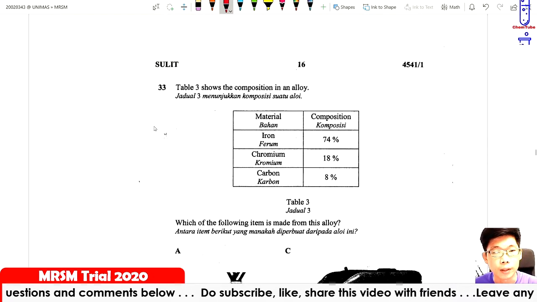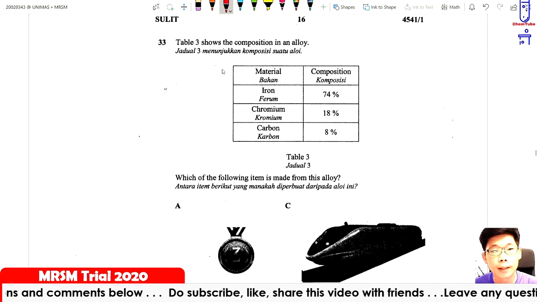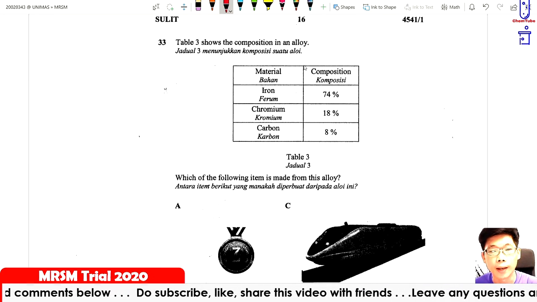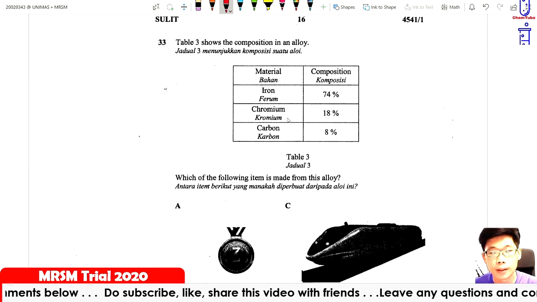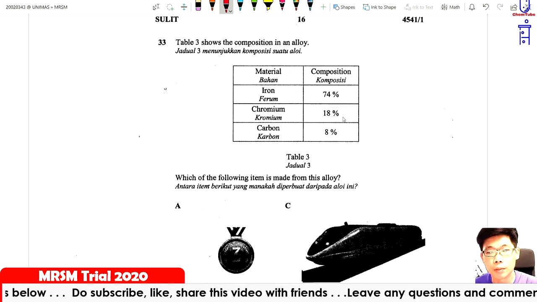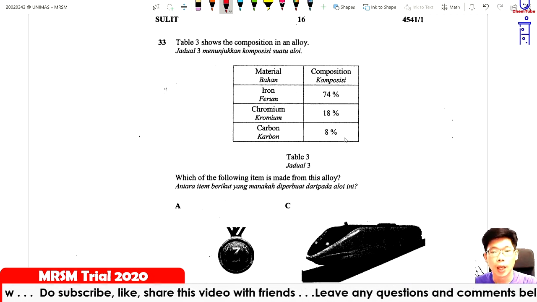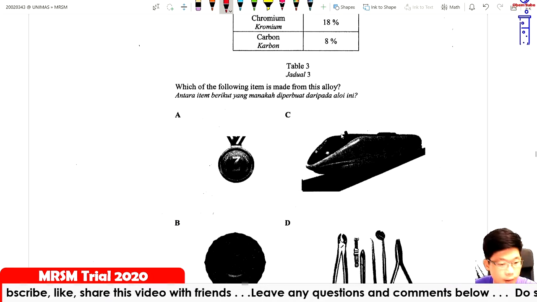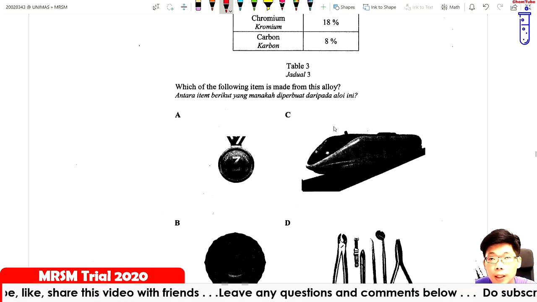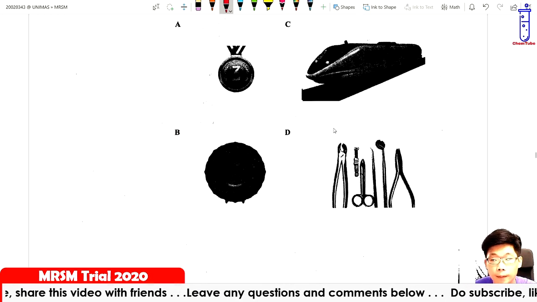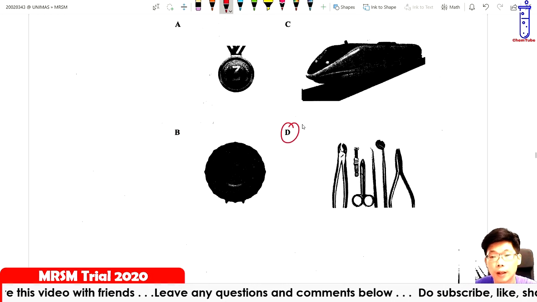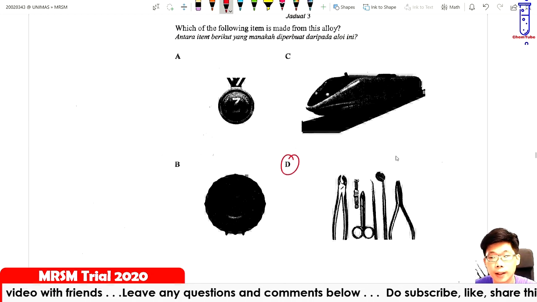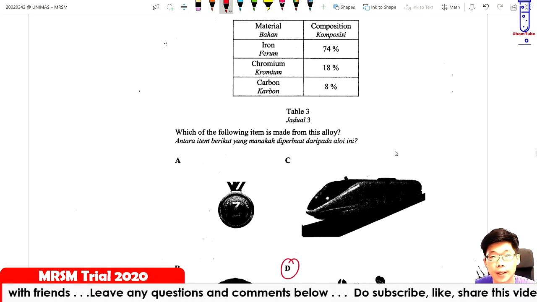Okay, 33. The table shows the composition of an alloy. Iron 74%, chromium 18%, carbon 8%. So which of the following is made from this alloy? So this alloy actually is for surgery utensils.